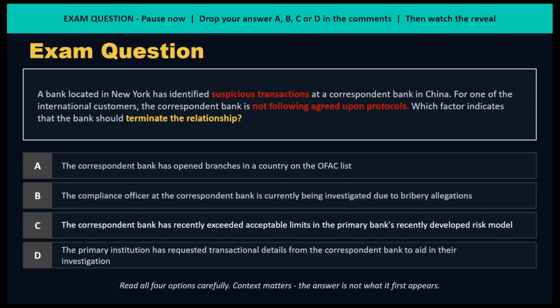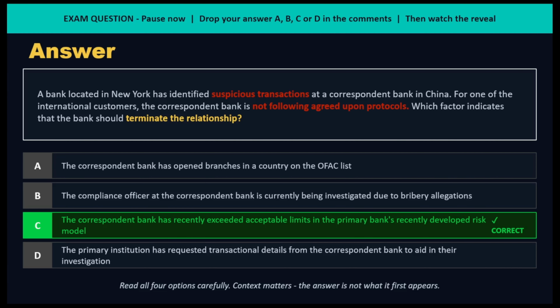I would request that you pause the video here for a couple of seconds and then digest the question. Put your comment with the option A, B, C, or D. Then I'm going to reveal the answer in the next slide, and after that I'll explain why that particular option is right. Let's move on to the next slide and see the answer. So the right answer is option number C.